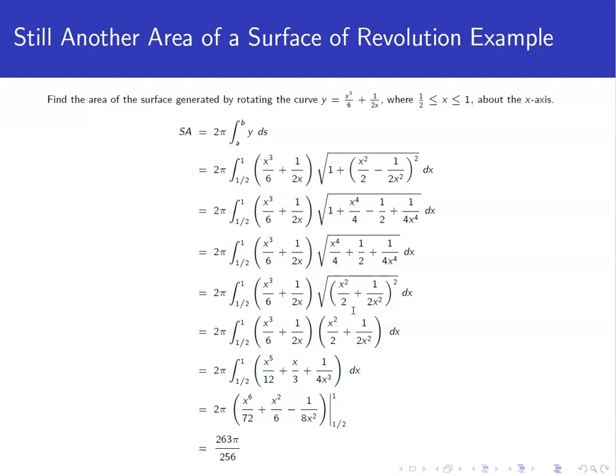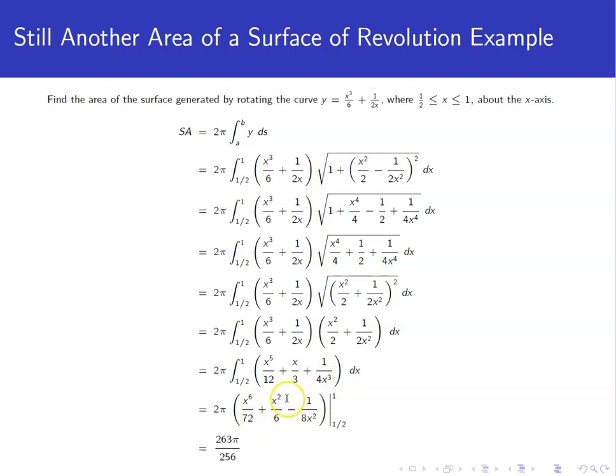so we now have in our integrand x cubed over 6 plus 1 over 2x times x squared over 2 plus 1 over 2x. Distribute all of that out, we get x to the 5th over 12 plus x over 3 plus 1 over 4x cubed. And remember, we're integrating this over the interval from 1/2 to 1. So finally, we get to a point where we do some calculus. We've had lots of steps of algebra. Finally, we're going to do an antiderivative.